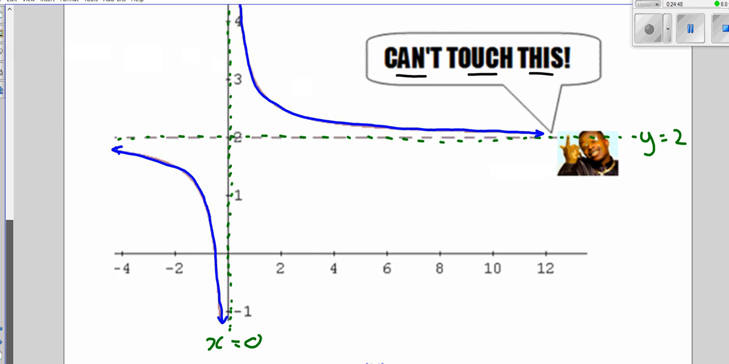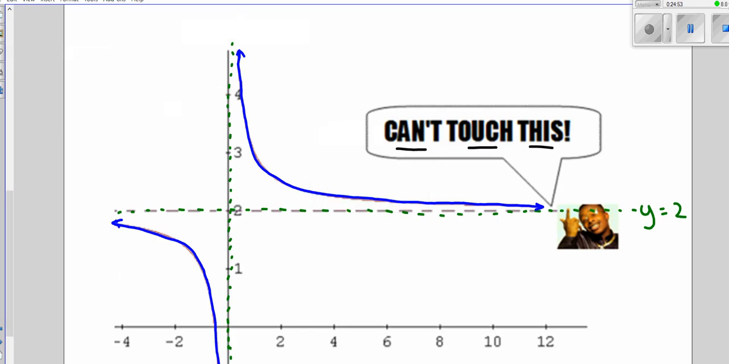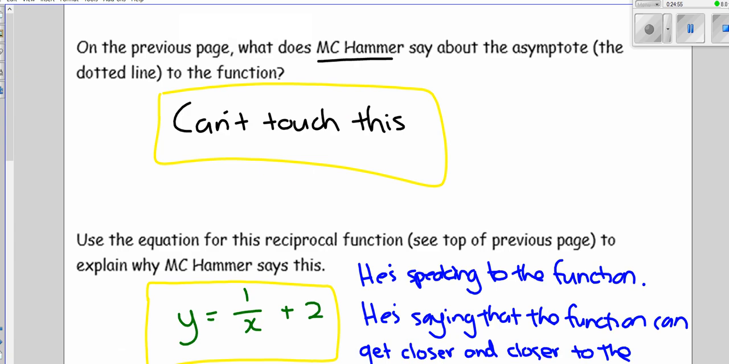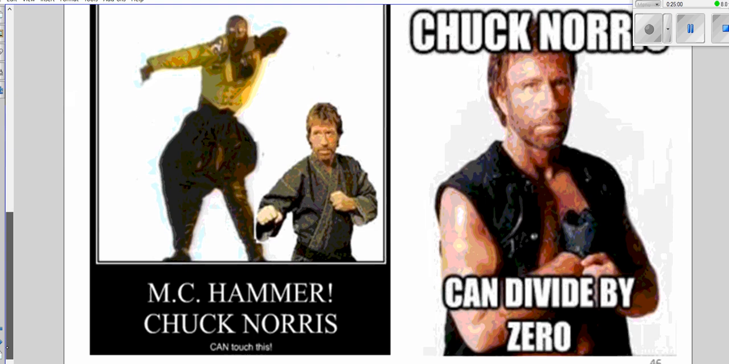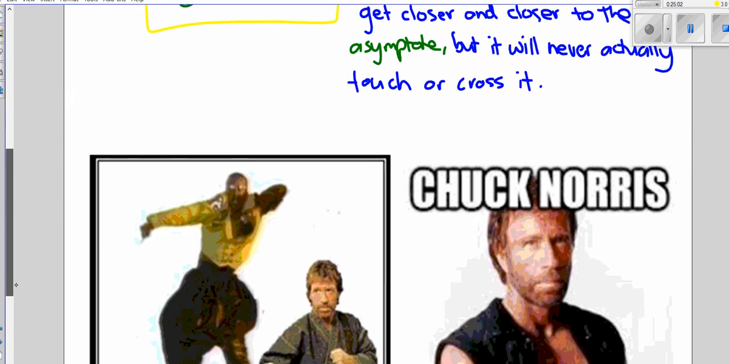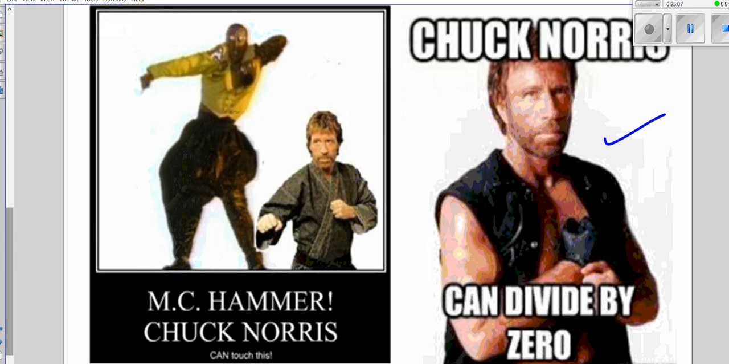The concept of the asymptote. And it's all because you can't divide by 0. That little inconvenient fact is messing us up. So hence the joke. Remember, the joke is that there's one person who can divide by 0. It's Chuck Norris. So that's why he's telling MC Hammer Chuck Norris can touch the asymptote, just because he has that superpower.